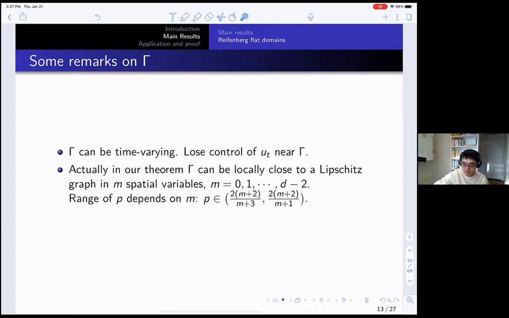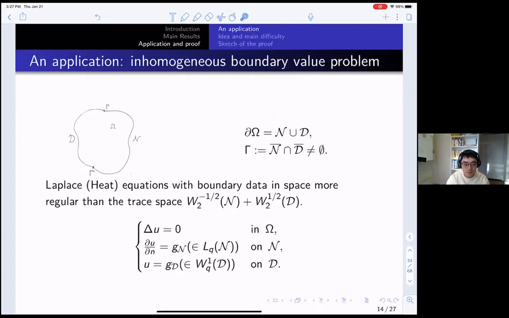I think I should mention one interesting application of our result. Now we want to solve the equation, say the heat equation or Laplace equation, with non-zero or inhomogeneous boundary data. The source term is zero. So we consider either the Laplace equation or the heat equation. Here we use the Laplace equation as an example, and there is some work on heat equations.